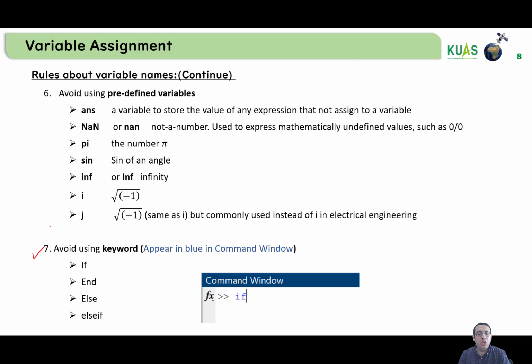And avoid using the keywords, which usually appear in blue. For example, if we write a variable name and this name turns blue, this means it is already a keyword in MATLAB. For example, if you try writing just f in the command window, it will turn blue. It means this is a keyword, don't use. If, or, and, else if, or else, please don't use any of these.